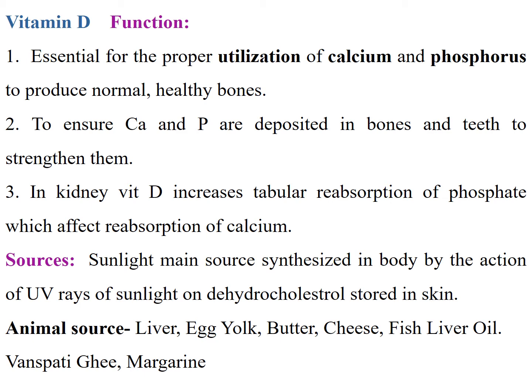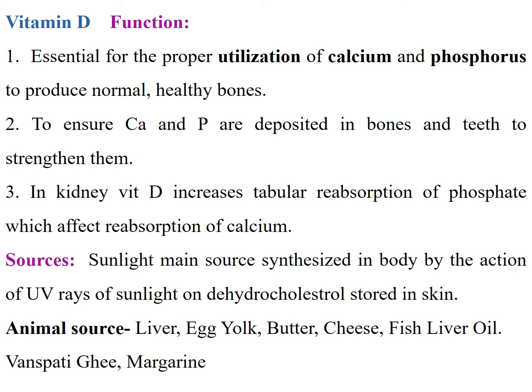So what are the sources of vitamin D? The main and richest source of vitamin D is sunlight. Sunlight is the main source of vitamin D, which is synthesized in the adjacent layer of the skin. In the morning hours, the sunshine can form this vitamin D.